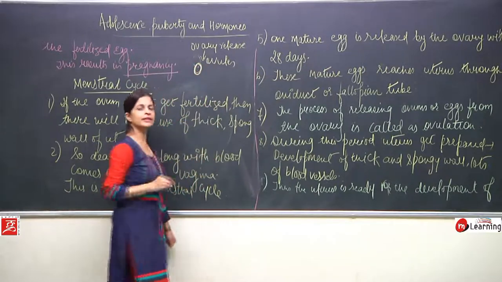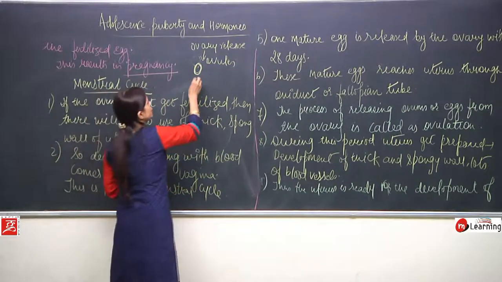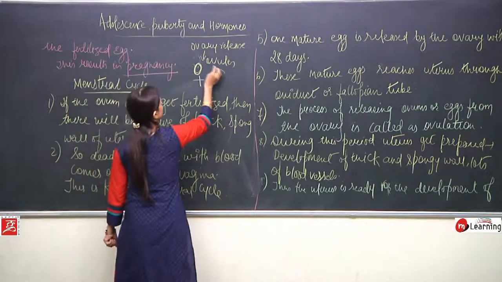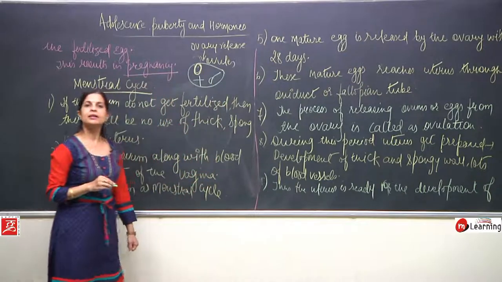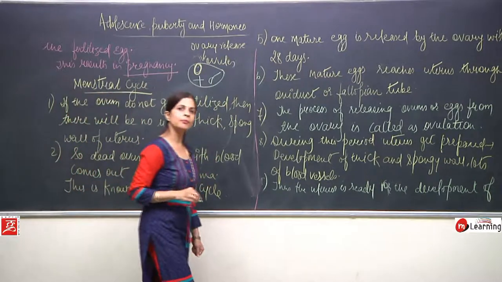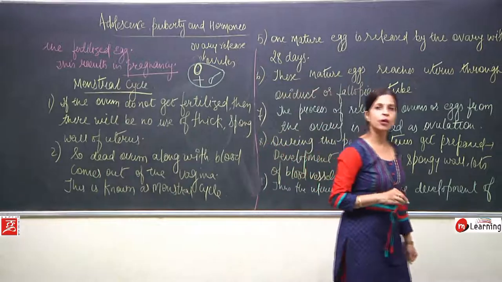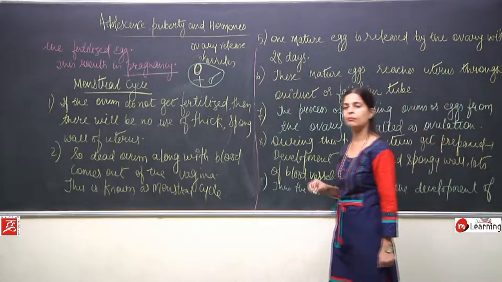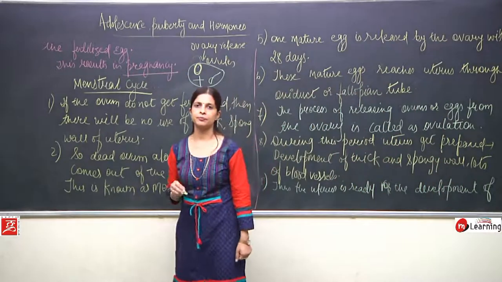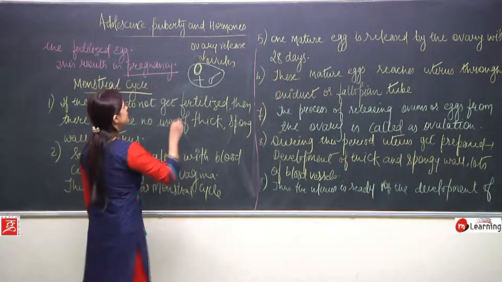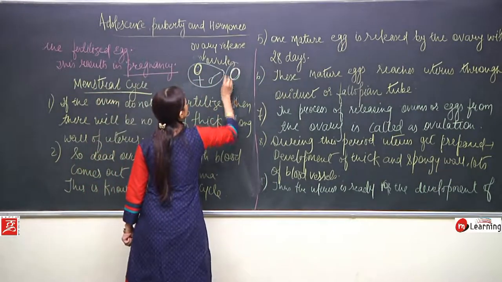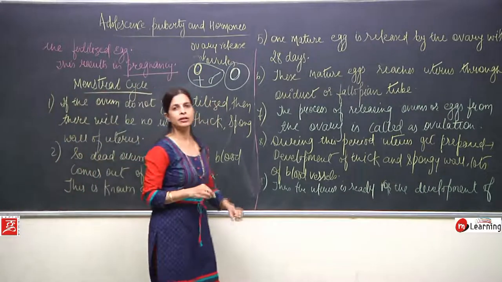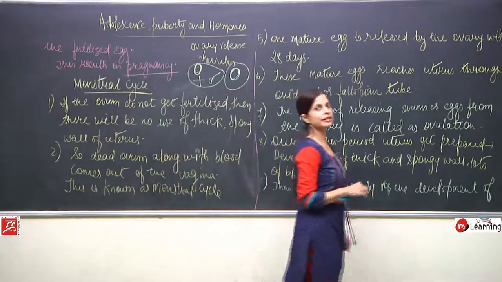Now, in the simplest way, if this comes in contact with the sperm, fertilization will take place and a zygote will be formed. This zygote will be implanted in the wall of the uterus. The uterus wall will become thick and spongy so that the further development of the zygote becomes possible. This is known as pregnancy. Now, the second case, when this ovum does not come in contact with the sperm, there is no sperm, that means fertilization will not take place. When fertilization does not take place, then what will happen?